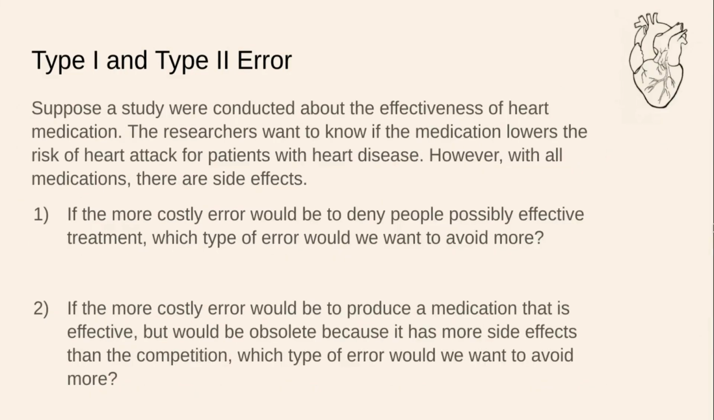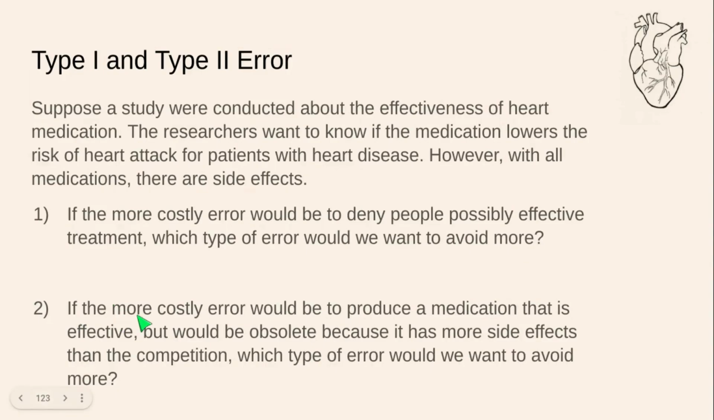So let's do a real life kind of example when we need to talk about types of error. Suppose a study were conducted about the effectiveness of a heart medication. The researchers want to know if the medication lowers the risk of heart attack for patients with heart disease. However, with all medications, there are side effects. So there are two scenarios to consider. Number 1, if the more costly error would be to deny people possibly effective treatment, which type of error would we want to avoid more? Which would be the more costly error, type 1 or type 2?